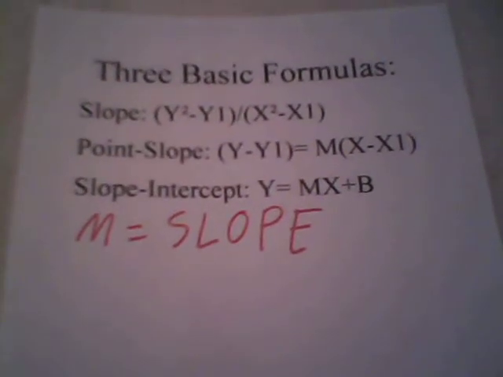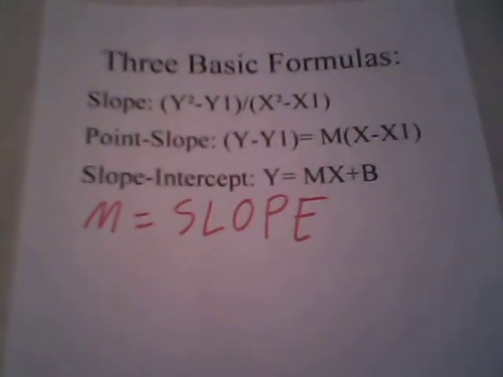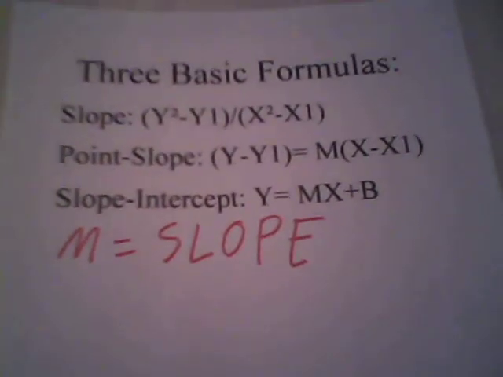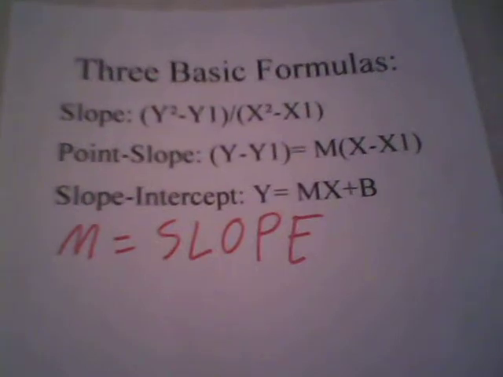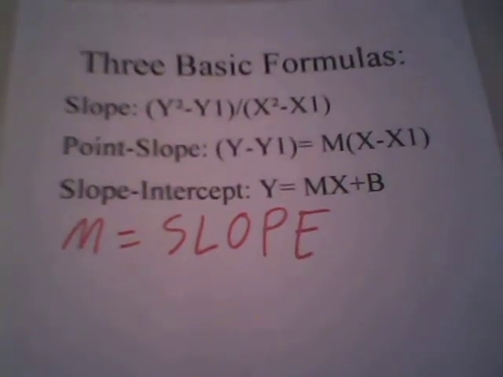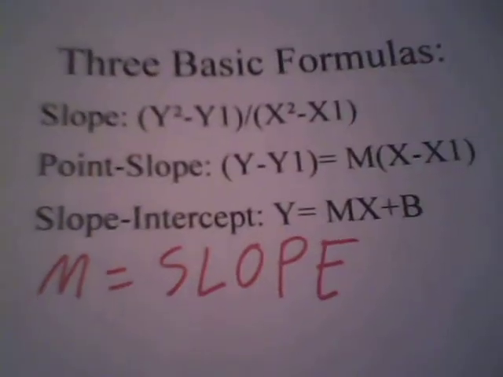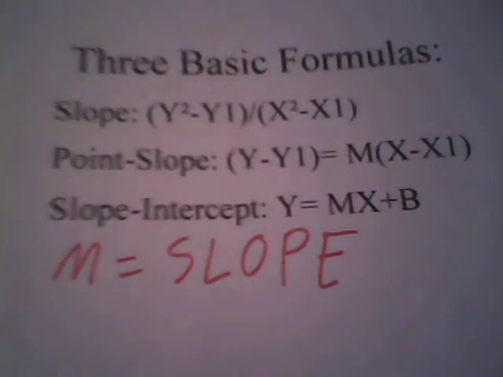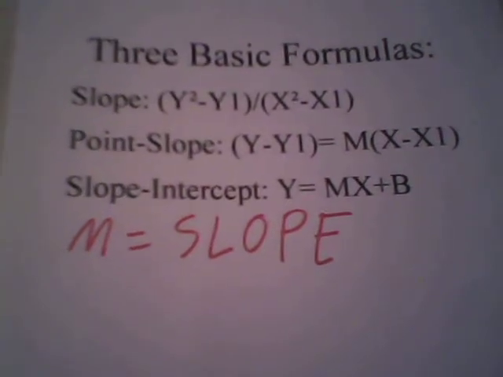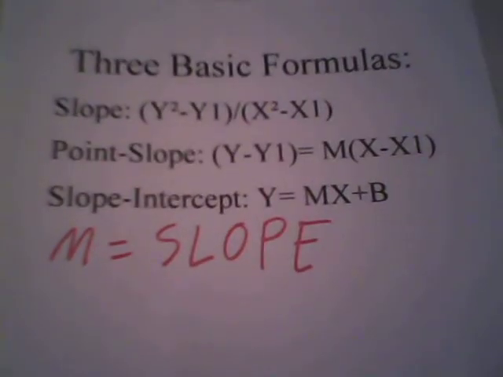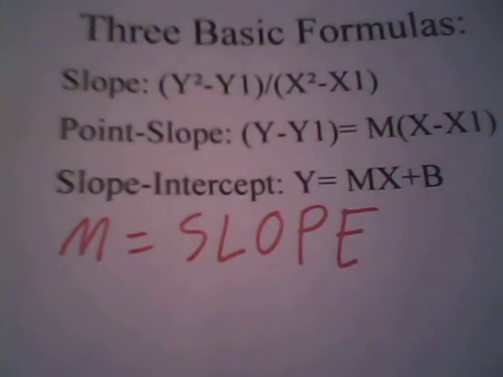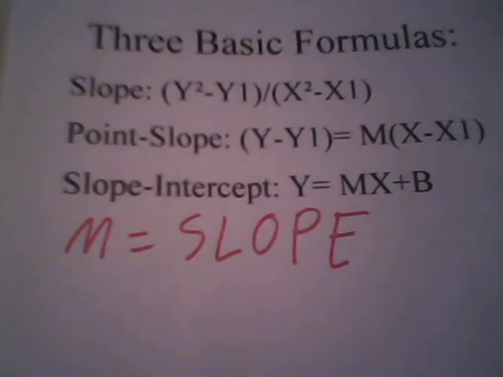For a lot of people, one of the hardest things about figuring out how to do slope is actually figuring out where to start. So we're going to start with the three basic formulas. You have slope, which is equal to y2 minus y1 divided by x2 minus x1. Your next one is point slope, which is y minus y1 equals m times x minus x1. And last is slope-intercept, which is y equals mx plus b.